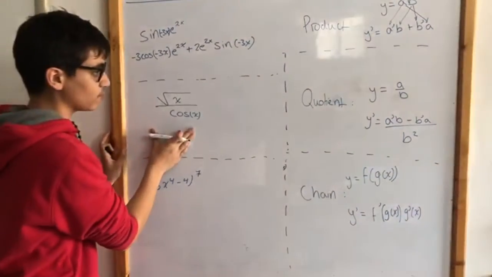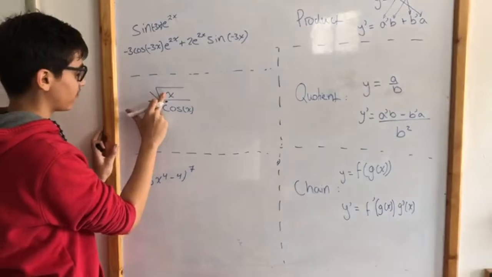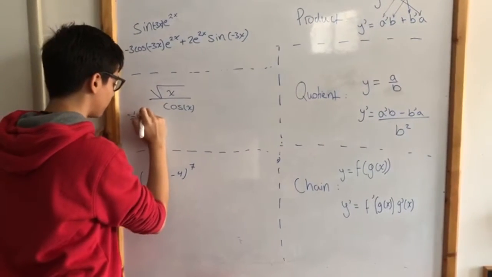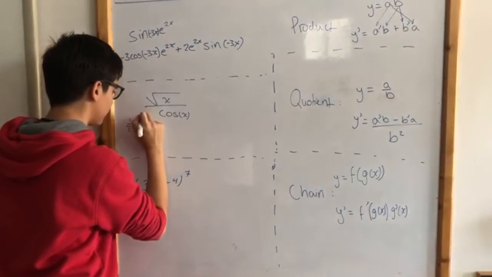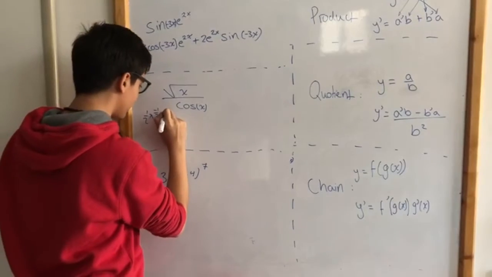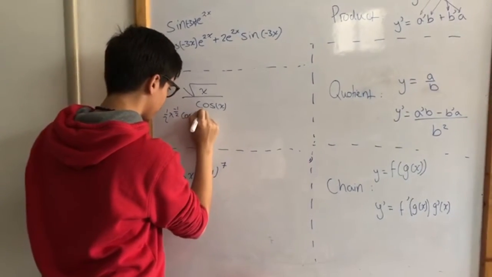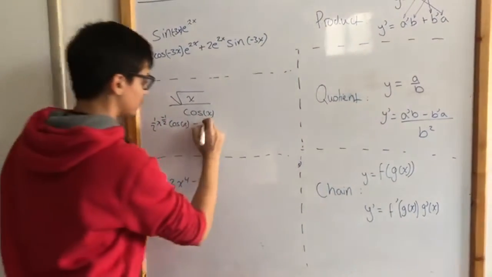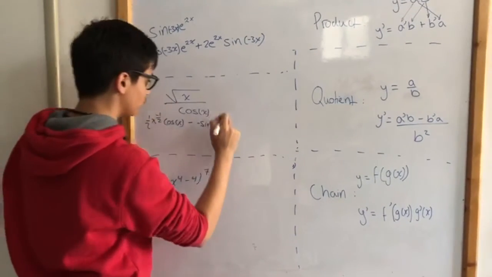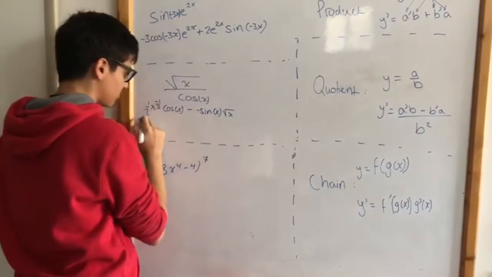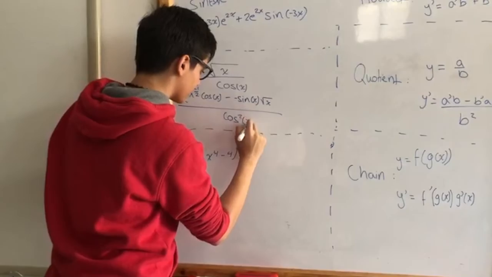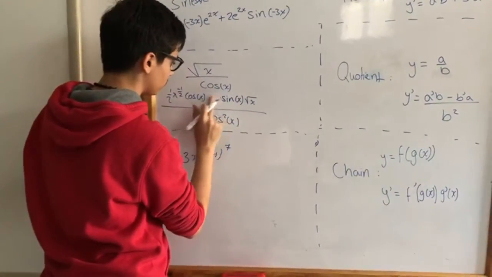And now, in the next example, we'll be doing the quotient rule. Here, let's differentiate the top, which will give you half x to the power of negative half, as you can rewrite this as x to the power of half. I multiply by cosine of x. And subtract from this should be negative sine of x times root of x. And remember to divide it all by cosine squared of x. And here this will obviously simplify to addition.